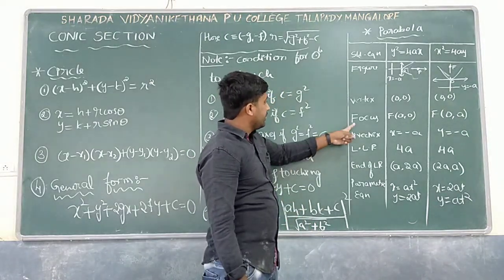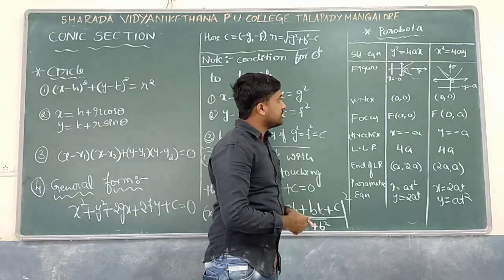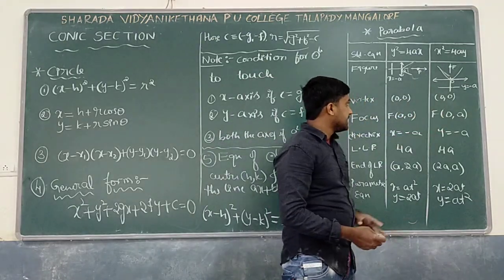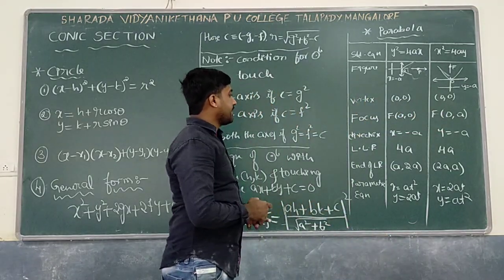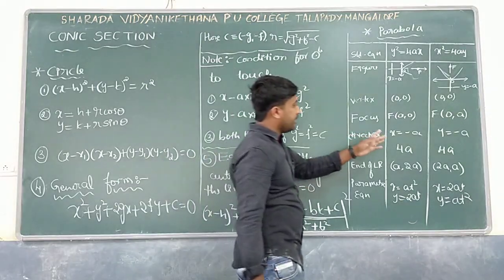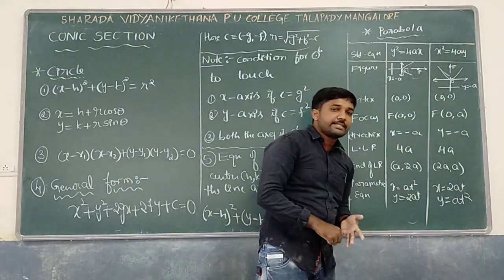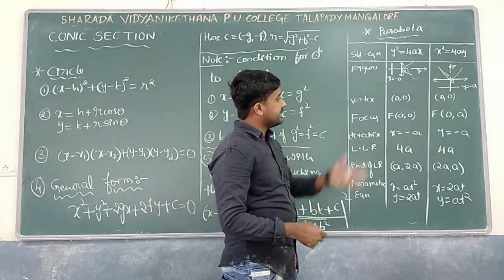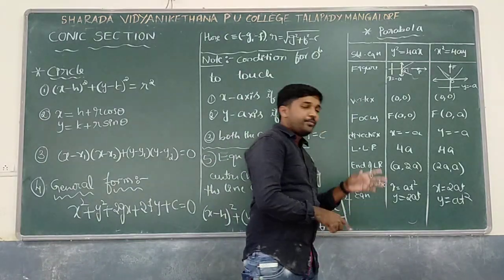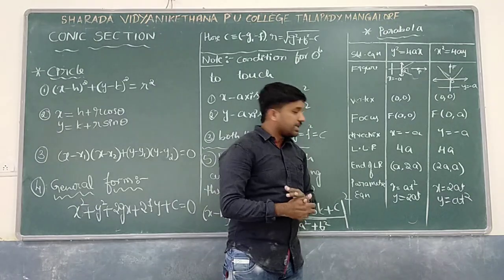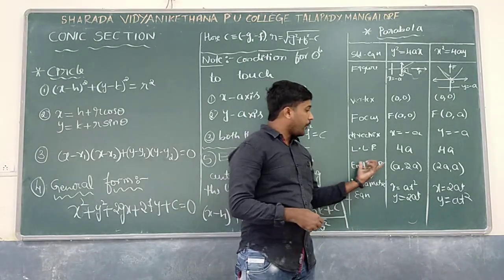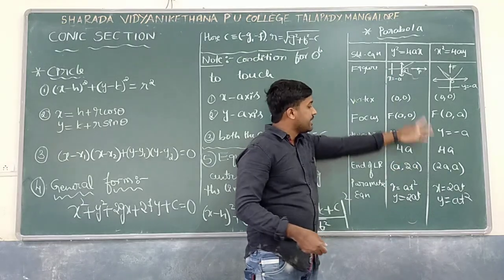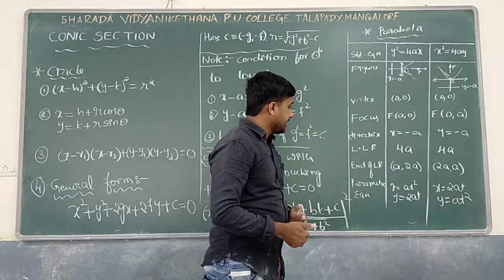Next, focus. Focus of the parabola is (a, 0), and in second case (0, a). Directrix x is equal to minus a, and in second case y is equal to minus a. Length of the latus rectum, in both the cases it is 4a. Now, ends of the latus rectum. The end points of the latus rectum are given by (a, 2a) in first case, (2a, a) in second case.